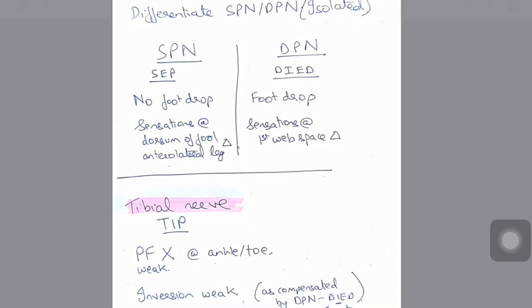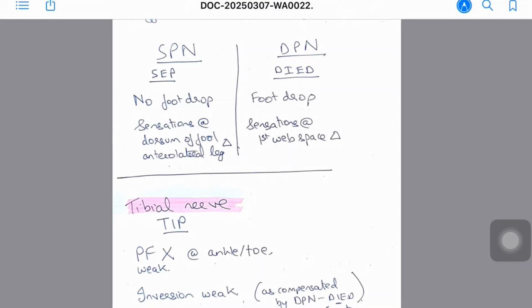Okay, so moving ahead, how do you differentiate between superficial peroneal nerve and deep peroneal nerve? Okay, so the superficial peroneal nerve, as we all know, and the deep peroneal nerve, inversion, eversion and dorsiflexion. So in deep peroneal nerve palsy, there is definitely foot drop. But in isolated cases of superficial peroneal nerve palsy, there is no foot drop because the function is plantar flexion, not dorsiflexion, and it is isolated. So the deep peroneal nerve is preserved, so dorsiflexion is preserved, so there is no foot drop.